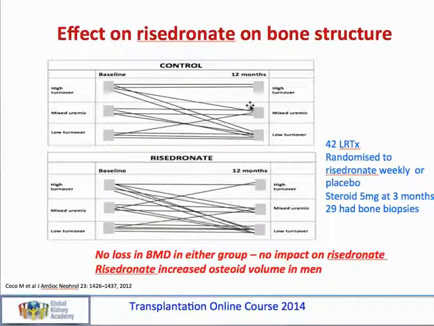And if you look at the impact of risedronate on bone histology, again, you don't see so much high turnover bone disease, and obviously bisphosphonates will reduce bone turnover, so unsurprisingly, there are a few people here who are going down to a sort of lower turnover bone disease. But there's no discernible difference between risedronate and just control.